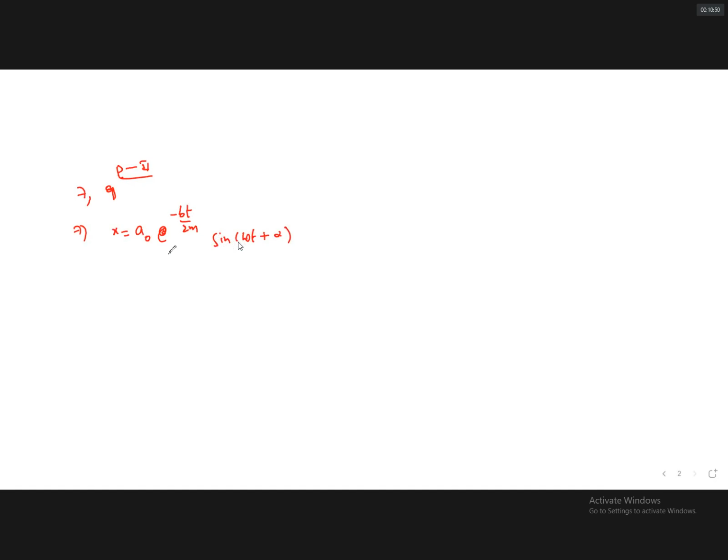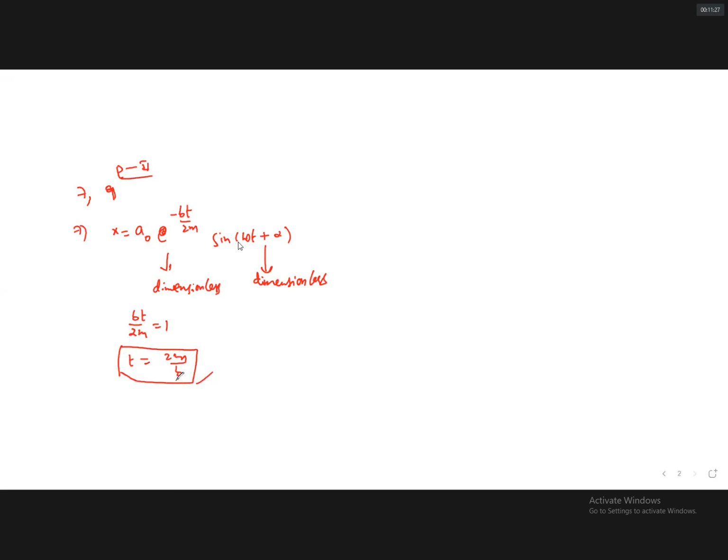So here exponential functions are dimensionless, and this is also dimensionless. Sine of omega t plus alpha, these are dimensionless. So bt by 2m is equal to 1. Therefore t is equal to 2m by b. Therefore the dimensions of m by b are the same as that of t, because 2 is a number, there is no unit. So the first one is correct.